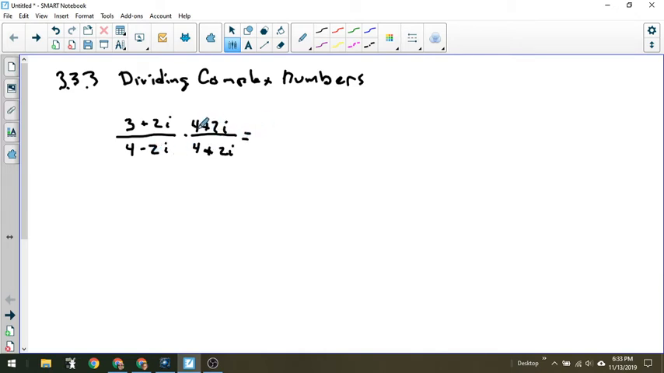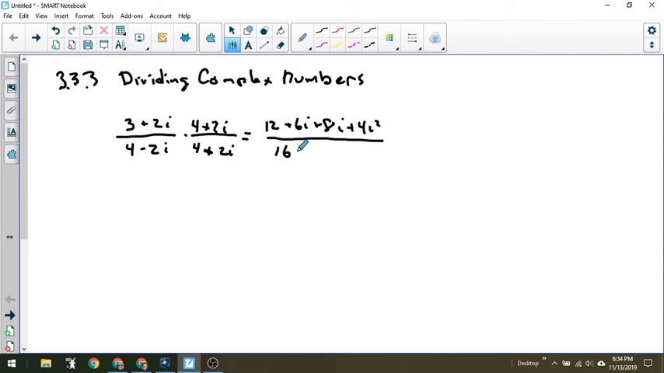Now we know how to do this part. It's no fun, but we know how to do it. I've got to FOIL the top and FOIL the bottom. I'll do the top first. When I do the first two terms, I get 12. When I do the outside terms, I get plus 6i. When I do the inside two terms, I get plus 8i. When I do the last two terms, I get plus 4i squared. In the denominator, the first two terms are 16.